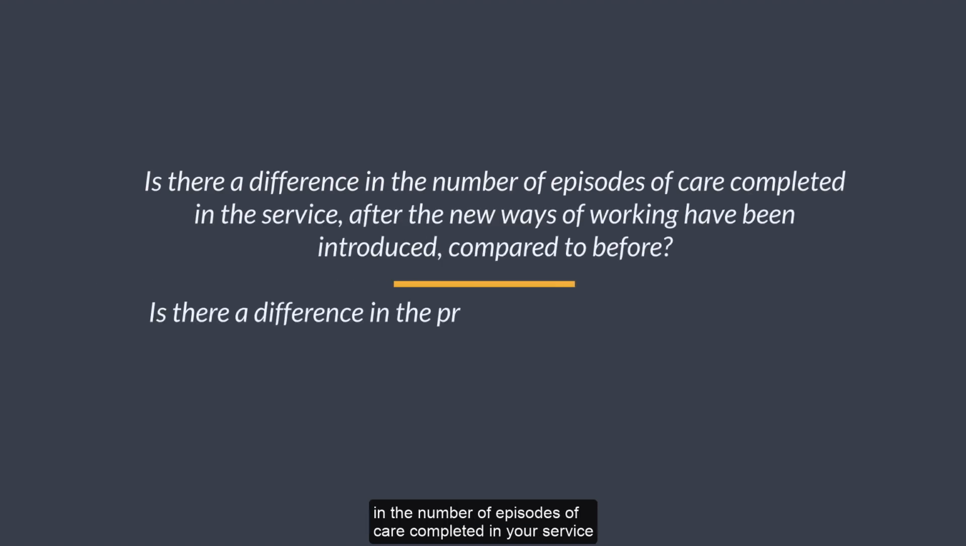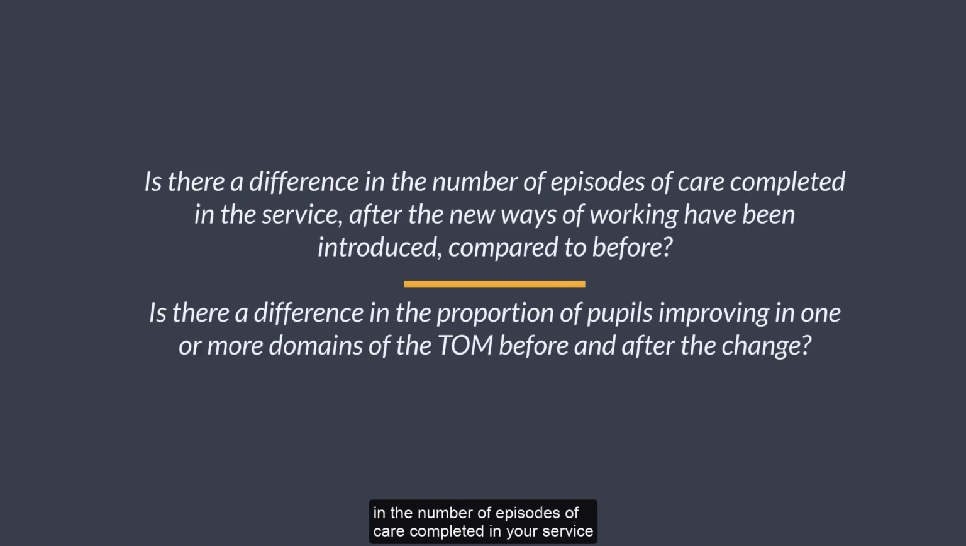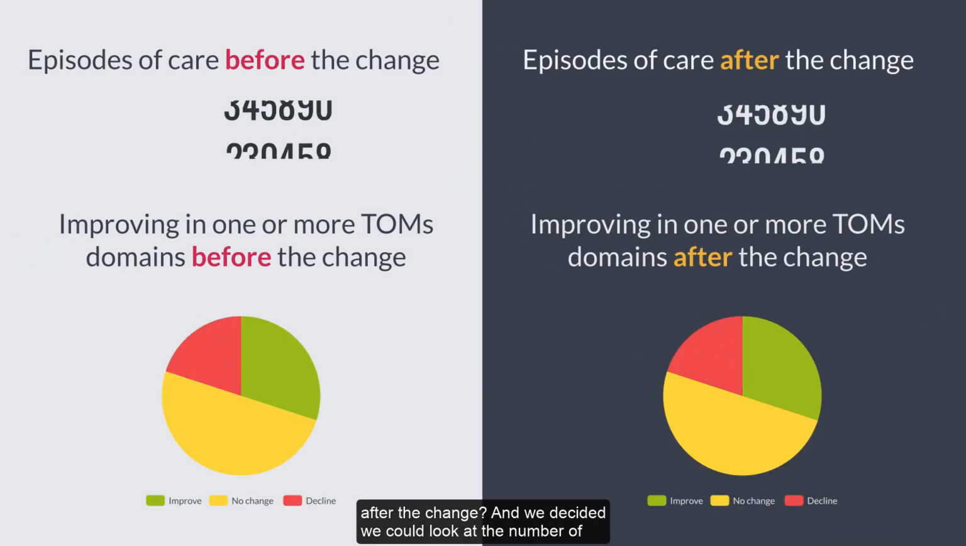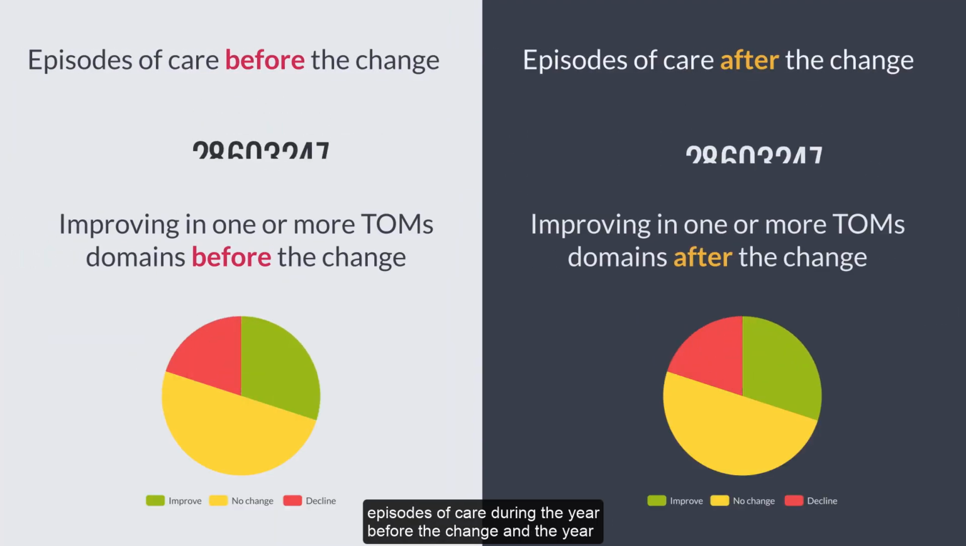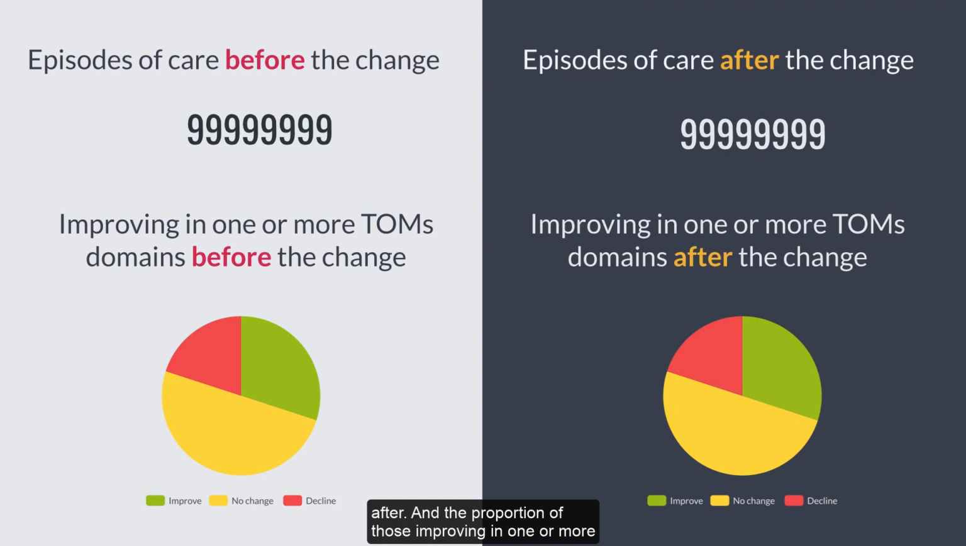Is there a difference in the number of episodes of care completed in your service after the new ways of working have been introduced compared to before? And is there a difference in the proportion of pupils improving in one or more domains of the TOM before and after the change? And we decided we could look at the number of episodes of care during the year before the change and the year after, and the proportion of those improving in one or more domains of the TOM before and after this date.